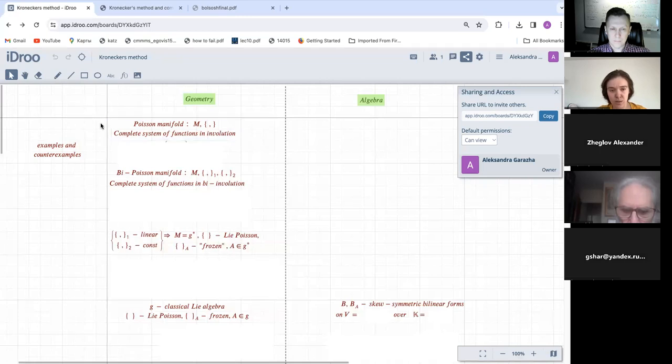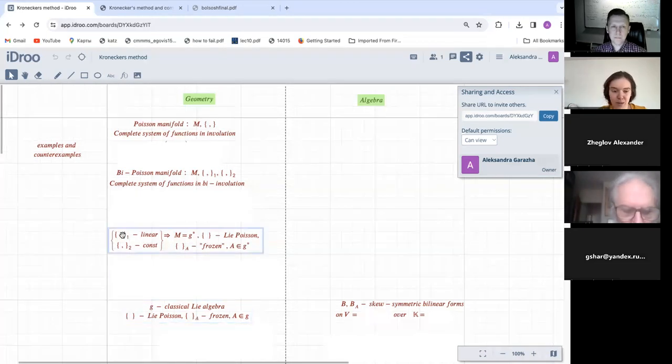I'll start with the complete system of functions in involution with respect to one Poisson bracket. Then I'll explain why we want to find complete system of functions in bi-involution. Then I'll tell that this problem is too hard and we will try to simplify it first. We will consider two brackets. One of them will be linear and another one will be constant. And this problem is still open and still too hard for us, and we will simplify it even further.